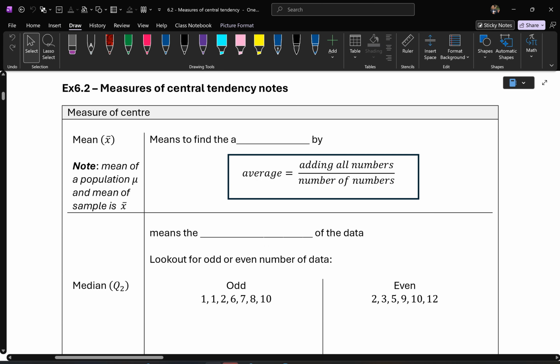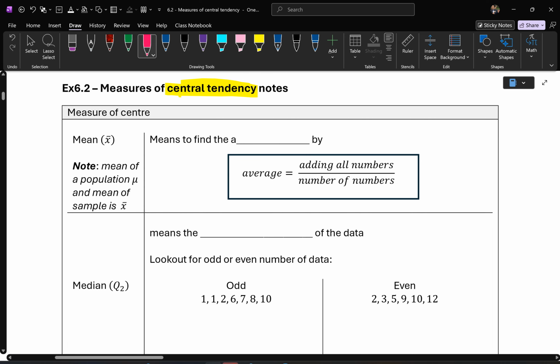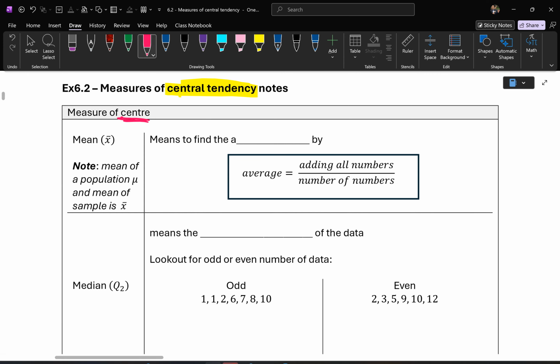Measures of central tendency. What does this mean? Central tendency means, chapter 6 now is about looking at data. So you had graphs, now we're going to look at data. Measures of central tendency means that you are going to check where is the center of the graph. What does the data tell us in the center? Because the center usually tells us most of the people.